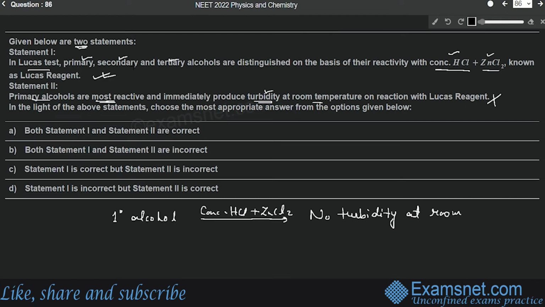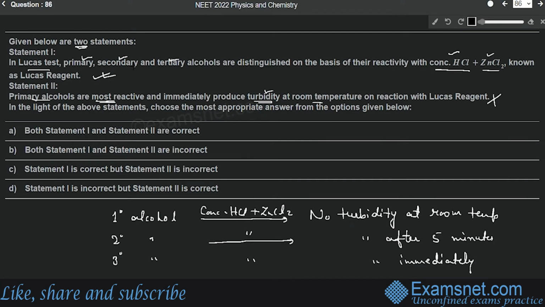Now let's talk about secondary and tertiary alcohols as well. In case of secondary alcohol, what will happen? It will be made to react with the Lucas reagent. Then turbidity will be seen at room temperature, but after a few minutes, about 5 minutes, you can see the turbidity. Whereas in case of tertiary alcohols, turbidity will be observed immediately at room temperature. Therefore, which option will be the correct one? Option C. Statement 1 is correct, but statement 2 is incorrect.